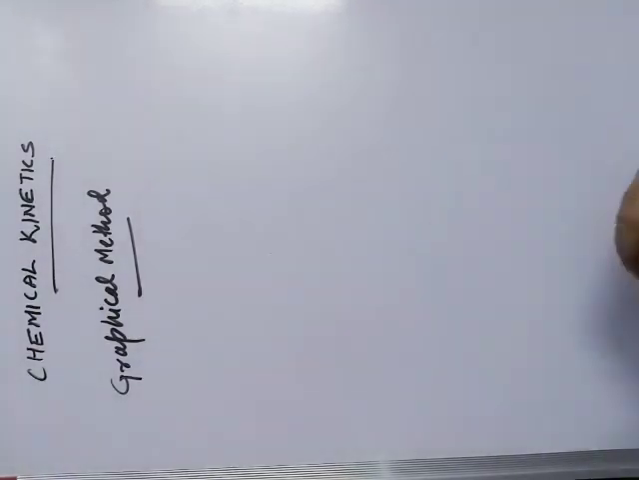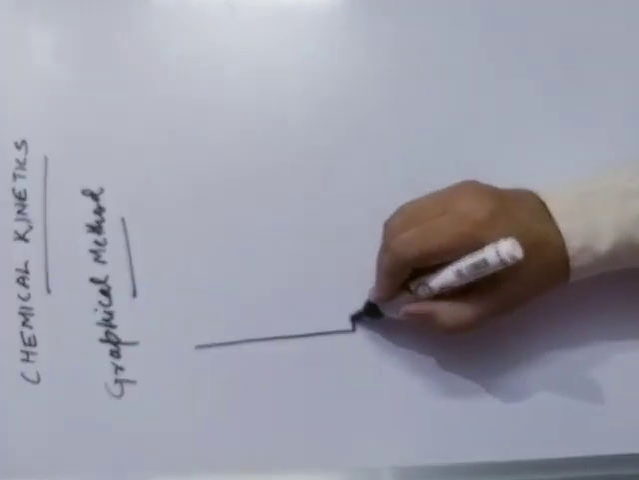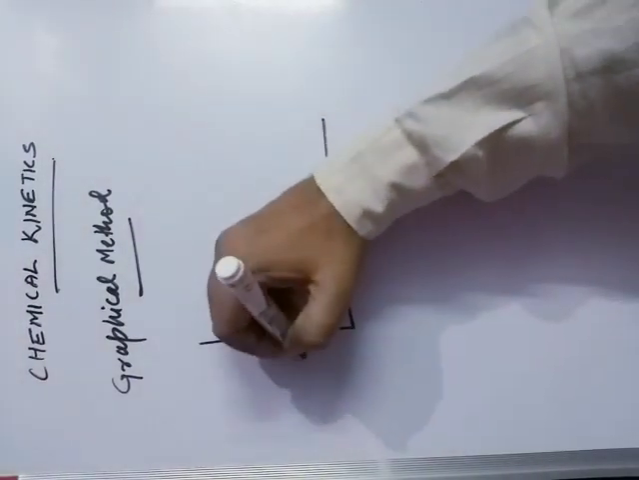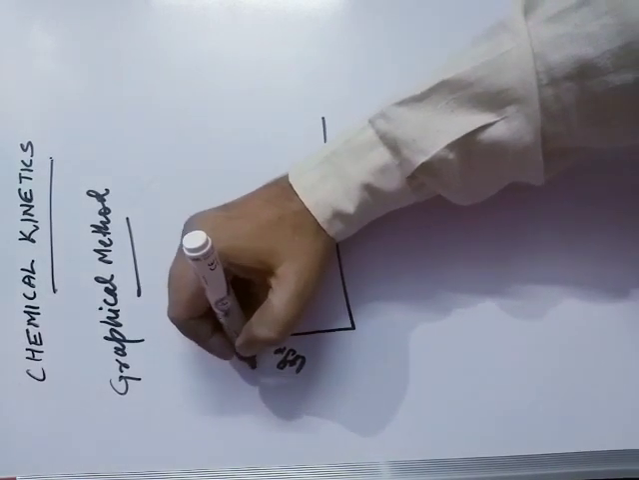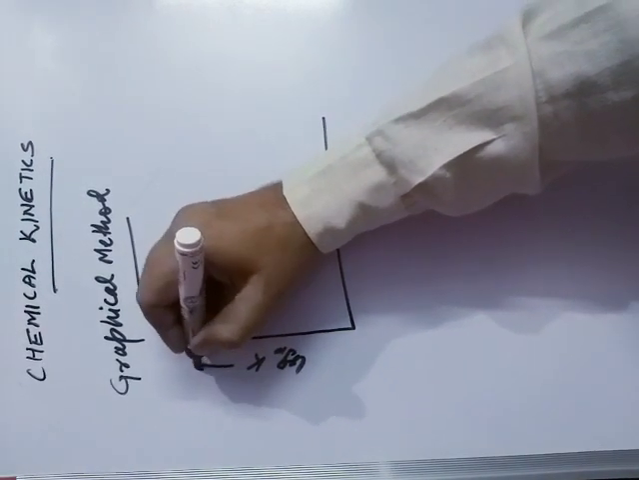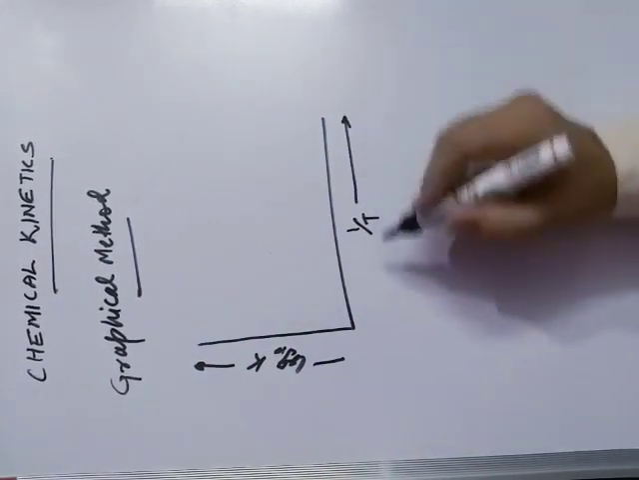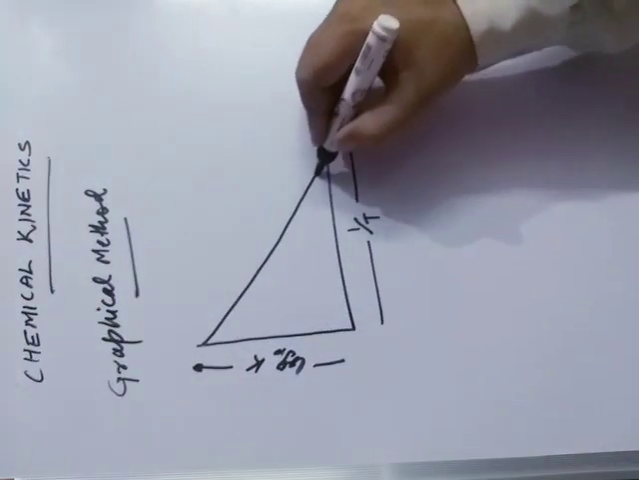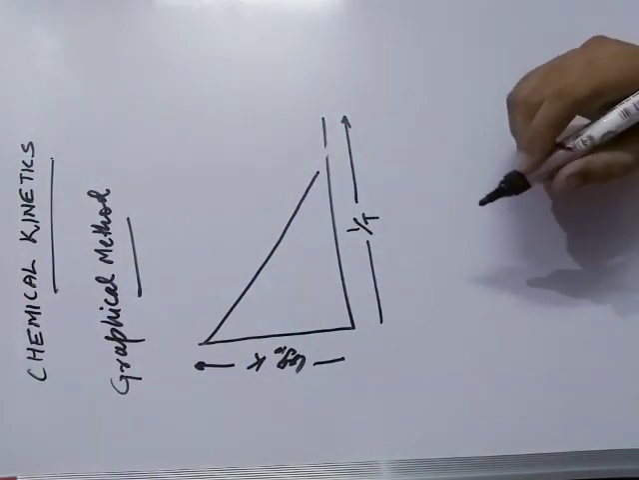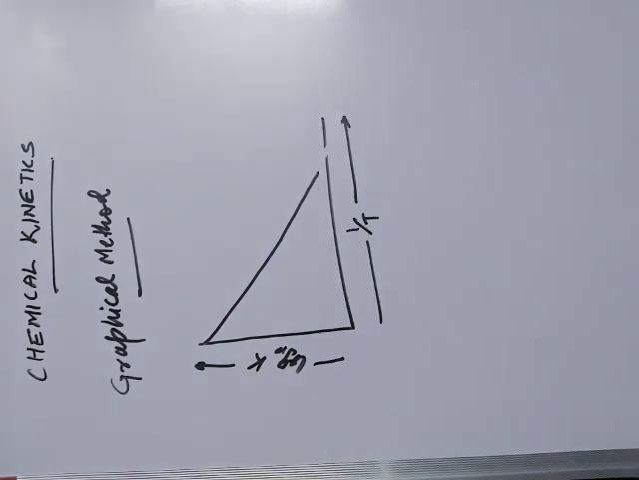Now by the graphical method we can also calculate the activation energy. If we plot between log base 10 K and 1 by T, what will happen? You will get a straight line. And how will the slope be calculated?